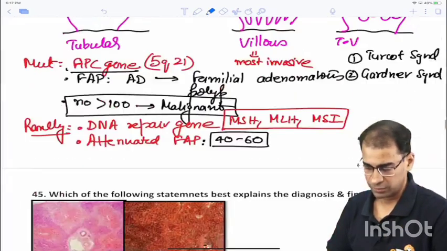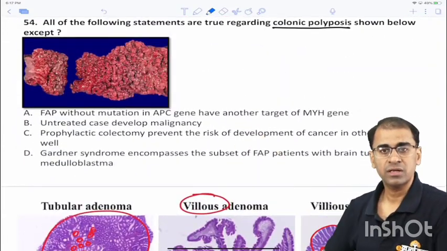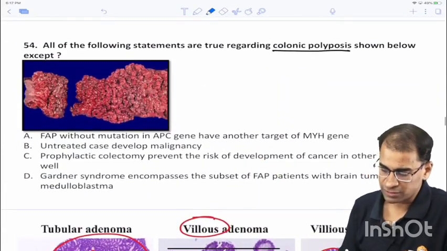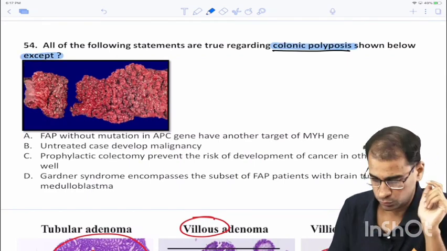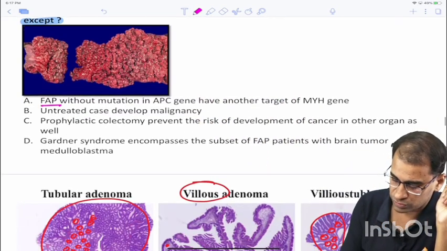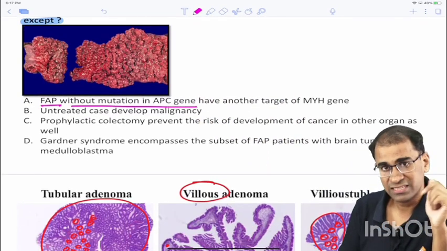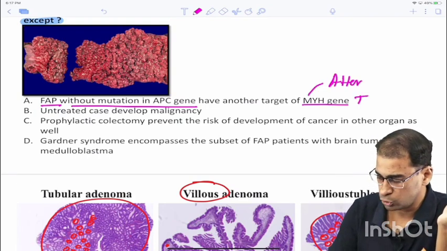Okay, let's come back to this. Look at this question here. All the following statements are true regarding colonic polyposis, except. Remember, except is the question. This is a huge amount of polyps here. Number one, FAP without APC gene has another target, MYH. Is that true? What do you call this? Attenuated FAP.